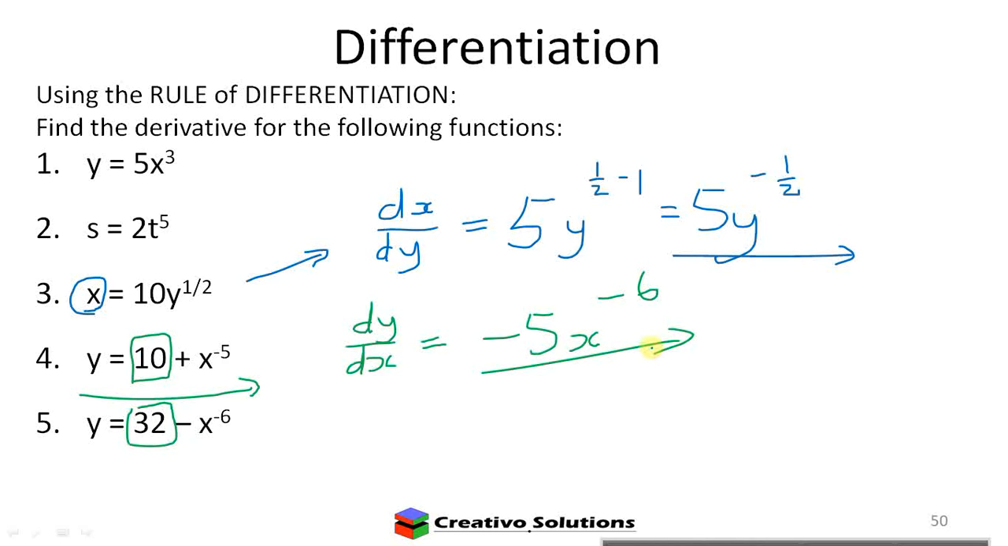So constants fall away. It doesn't matter what the constant is. The constant can be 1,000,000, it'll still fall away, as long as it's a constant, i.e. a number without a variable. That 10 didn't have an x. That 32 doesn't have an x. So you just drop them. You drop the constants.